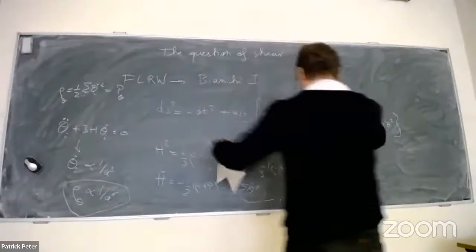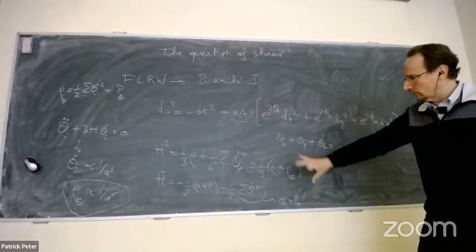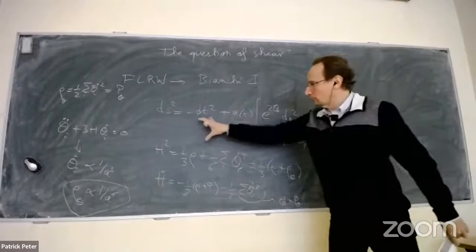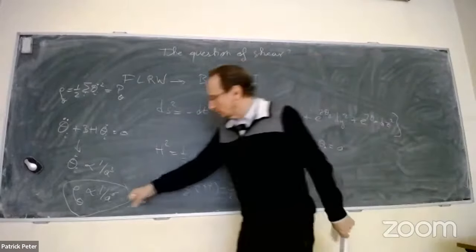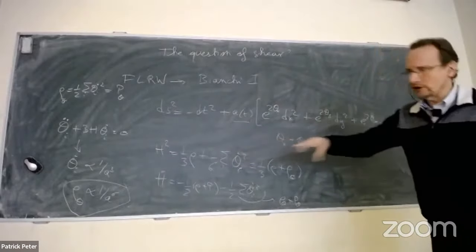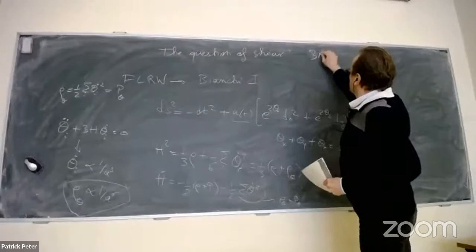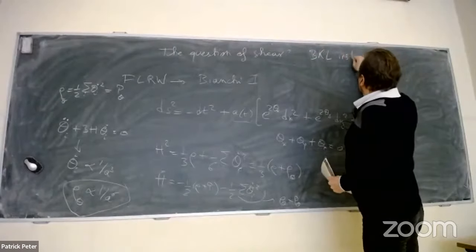You start with this universe, and in fact, from the point of view of the equation of motion, it looks pretty much like an ordinary Friedmann universe with an extra component which scales like a⁻⁶. And the problem is that when shear dominates, you have an instability, which is the so-called BKL instability.